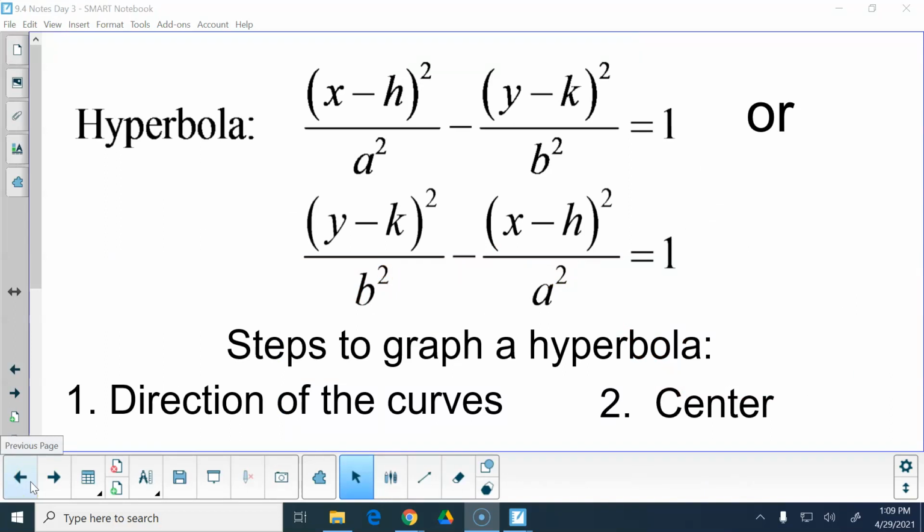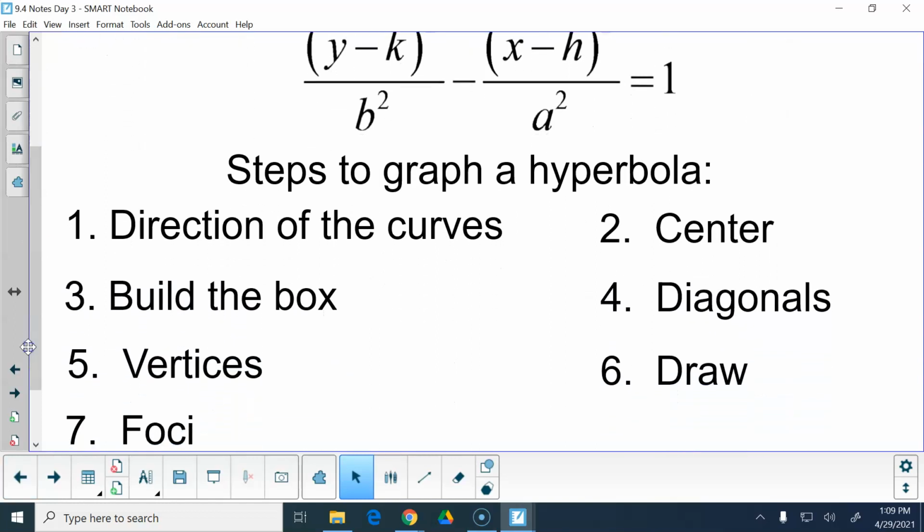Just a refresher, the two formulas for the two different hyperbolas. The top one is for left and right opening hyperbolas. The bottom one is for up and down opening hyperbolas. Yeah? To graph them, we would figure out which direction they're going, find the center, build the box, draw the diagonals, find the vertices, draw it in, and find the foci.